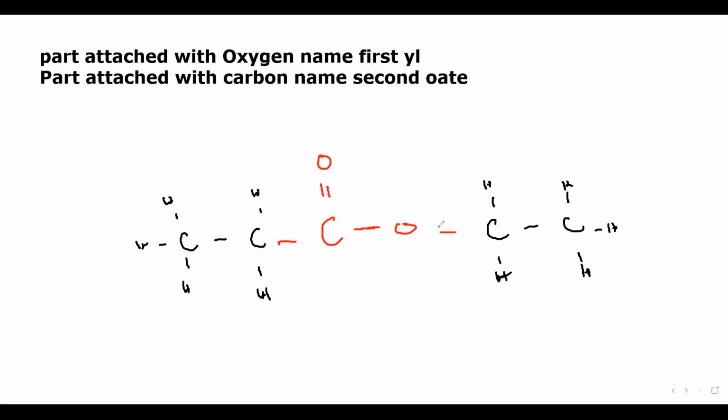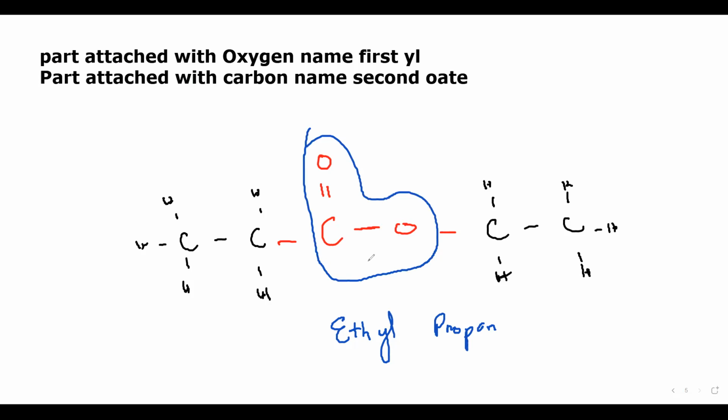So which part is attached with oxygen directly? This one on the right hand side. So 2 carbon atoms means eth. And because it is attached with oxygen, the name should end in YL. So it is ethyl. Then this is 1, 2, 3 carbon. So 3 carbon means prop. They have single bonds, so it is an ane, and due to this C double bonded with O and O, we call that OATE. So it is ethyl propanoate.